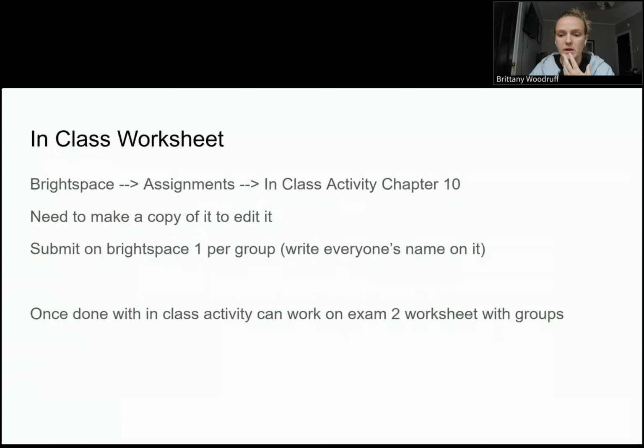So the instructions are going to be up on that PowerPoint. Make sure people are clicking on it. And the same thing as always, you only need to submit 1 per group. Just put everybody's name on it. And make sure you're working at the tables you guys are at now. What else? Once you guys are done with that, you're welcome to start working on the exam worksheet.